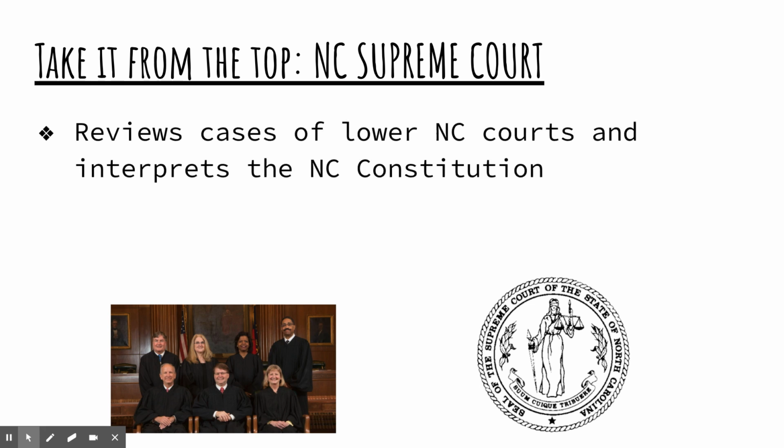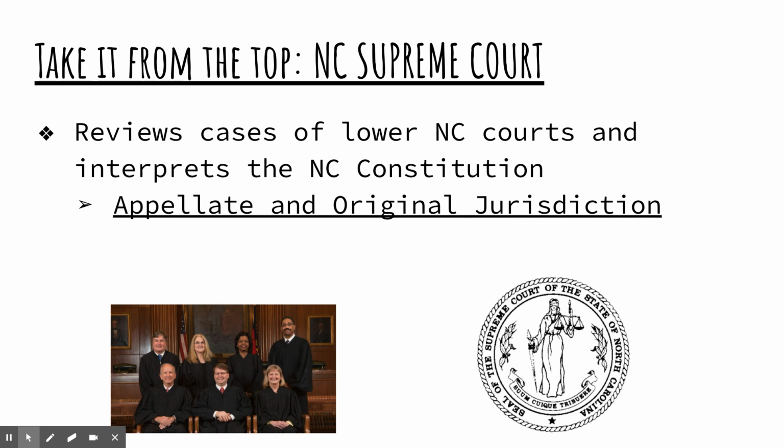So if we want to talk about the North Carolina Supreme Court, okay, just like the United States Supreme Court, they review cases of lower North Carolina courts, and they interpret the North Carolina Constitution. So think back to the Supremacy Clause of the U.S. Constitution and how the Supreme Court decides what the U.S. law is. Well, the North Carolina court does the same thing for North Carolina laws and the North Carolina Constitution. So currently on the North Carolina Supreme Court, there are 4 men and 3 women, so nearly evenly divided.